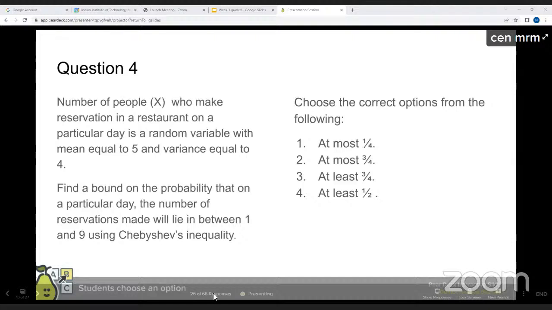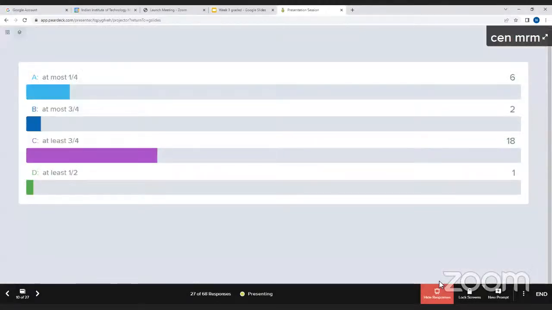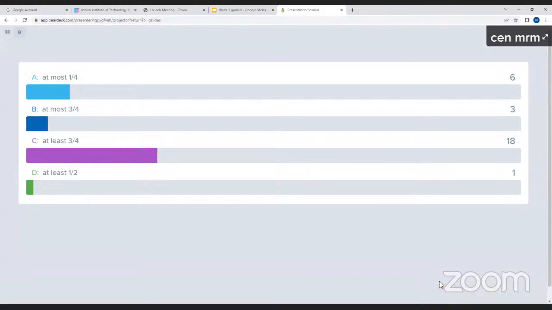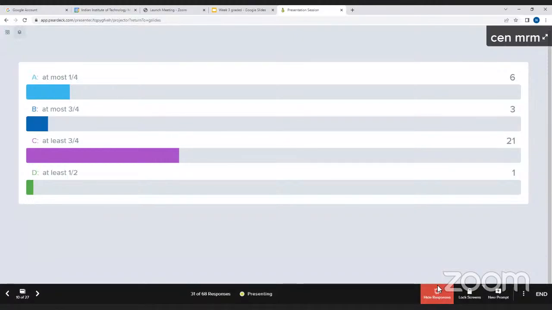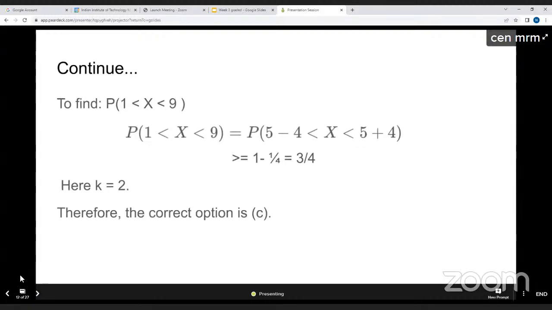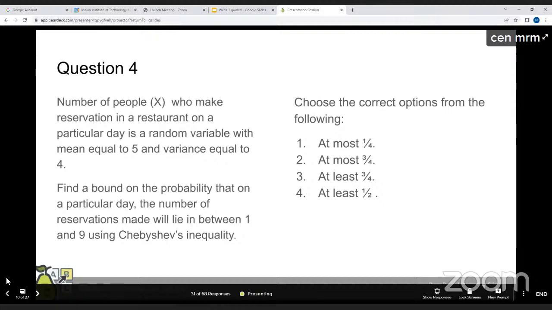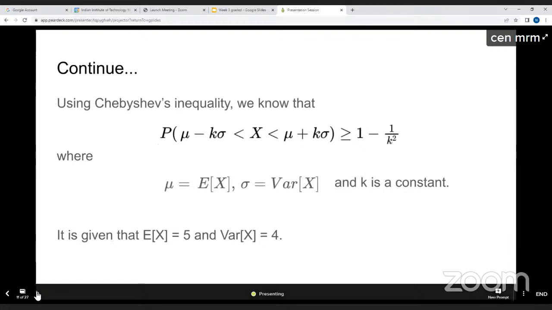Okay, so we have received some 26 responses for this question. Let me see. Most of you have answered option C. Majority of you. Okay, let's see what the answer is. So C is the correct option. It is at least 3/4. Okay, I will solve it somewhere else.